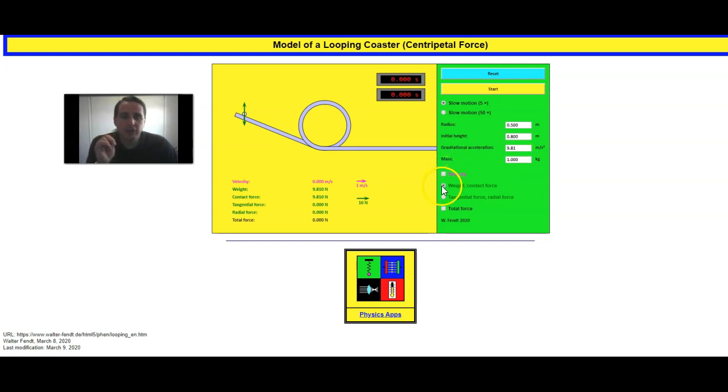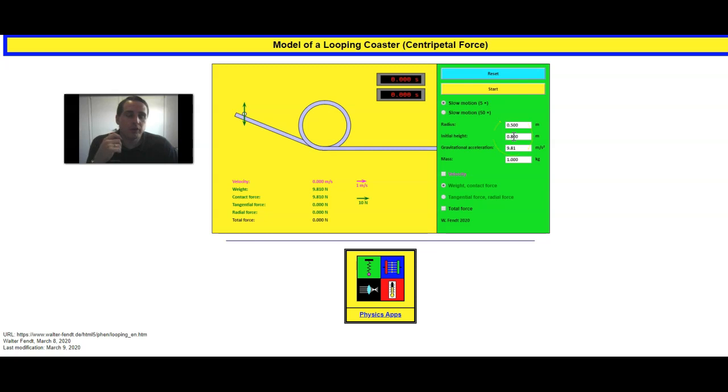But let's first have a look at the weight and the contact force. So what Professor Walter Fendt calls weight and contact force is going to be the mg and the normal force. Okay. Now let's see. The radius is 0.5 and initial height is 0.8. So let's just go ahead and start this up. So the weight is down, the normal force is perpendicular to the motion, but you'll notice the object doesn't make it. It doesn't make it all the way around. So let's reset.